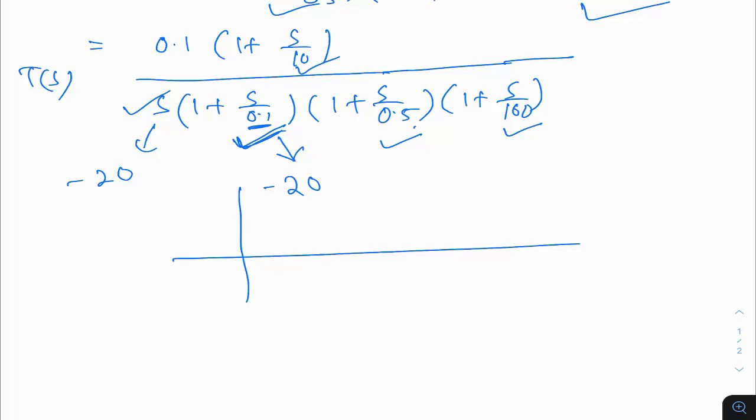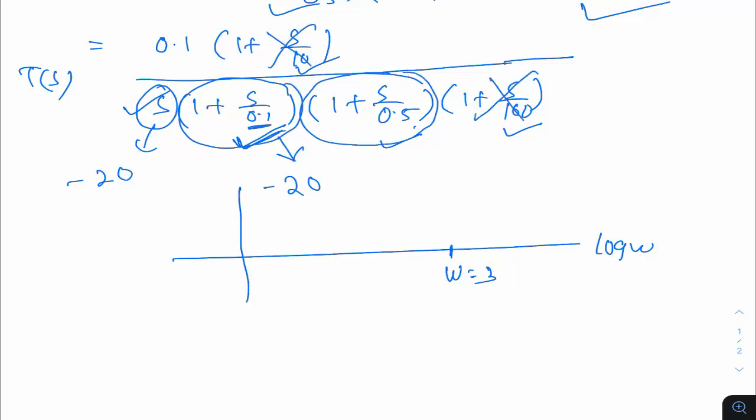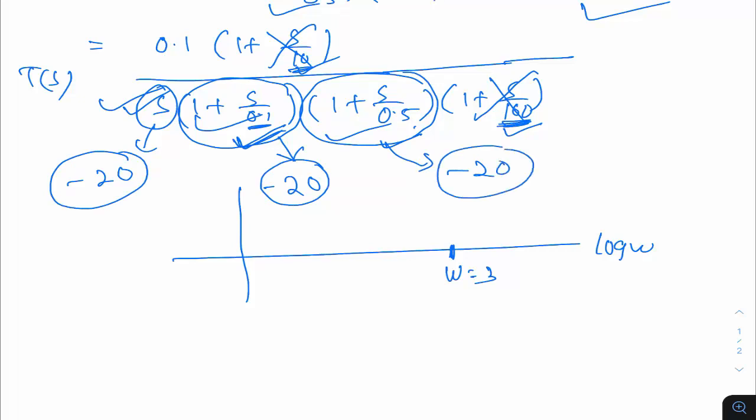Yes, because if I say this is your log omega axis, and this is the point with respect to omega equals 3, before omega equal to 3, what factors will come? This pole at origin will come, this factor will come, and this factor will come. This and this will not come by omega equals 3, because this will come at 100, this will come at 10. So my interest is only these 3 factors. Each will contribute minus 20, so by omega equal to 3, the net slope would have been minus 60 dB per decade.